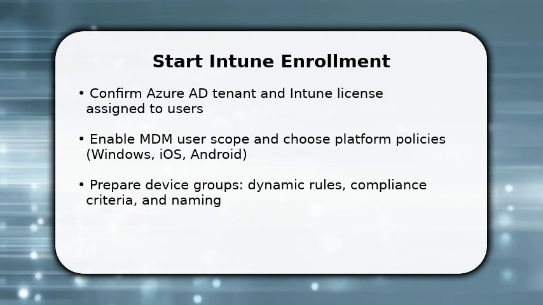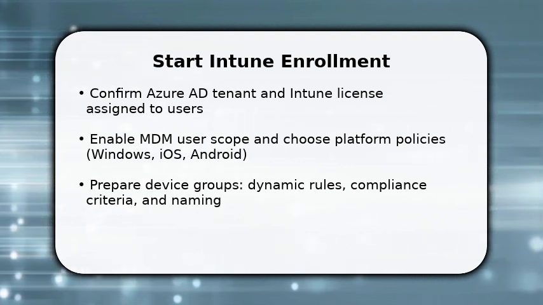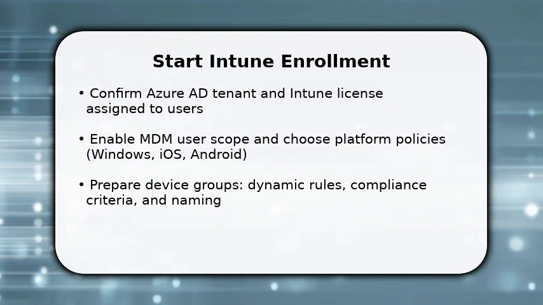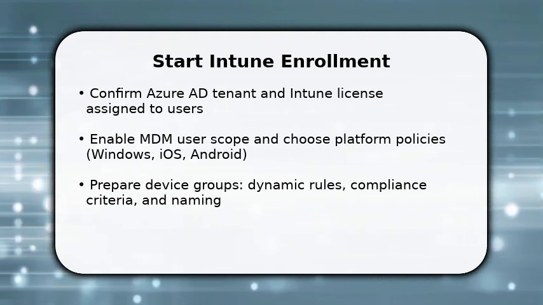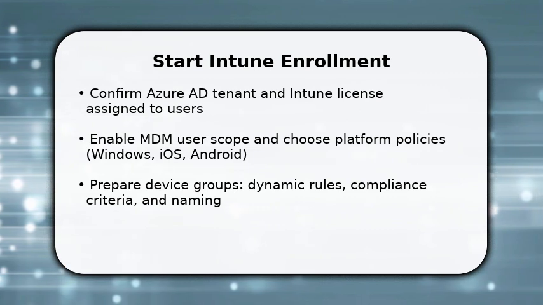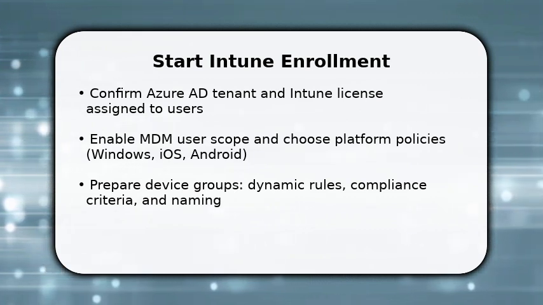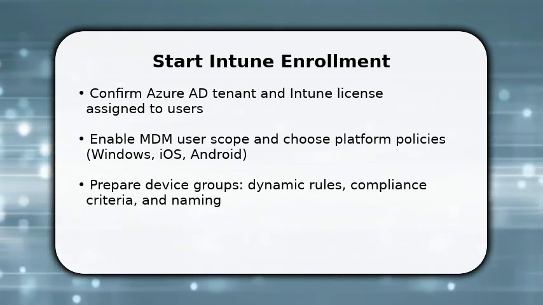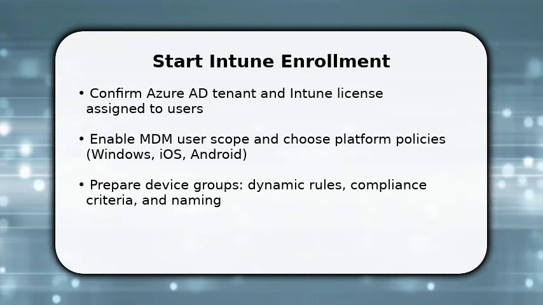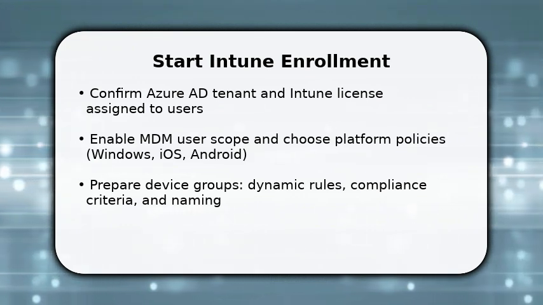Create device groups now using dynamic rules. This lets you target policies automatically while keeping naming consistent. Make sure conditional access requirements align with compliance rules to prevent access issues later. These first actions get enrollment moving and prevent common permission hiccups.